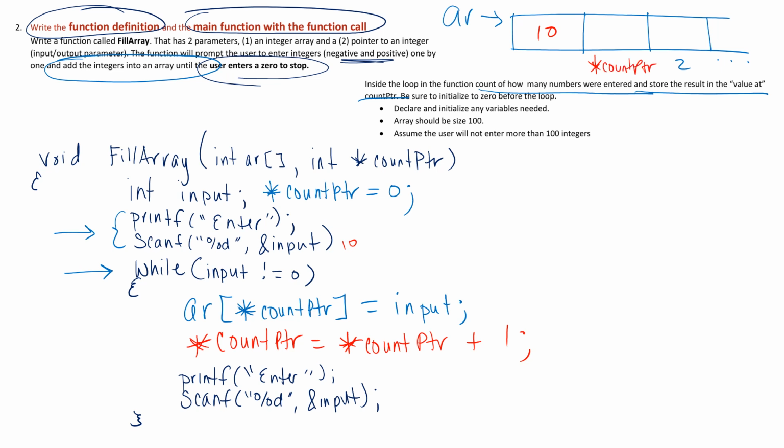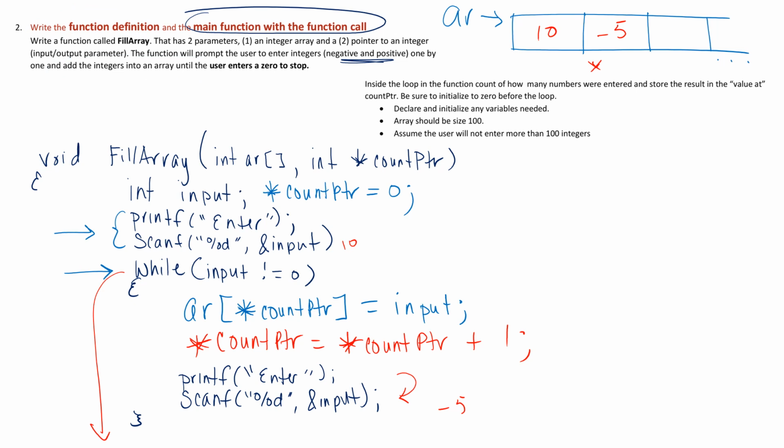So now we get our next input. If the user enters a 0, it's going to stop the loop. And if the user enters anything but a 0, say they enter -5, then a -5 is going to go here, and then we're going to move the value at count pointer over to here. So that should work. Let's make sure that we've done everything.